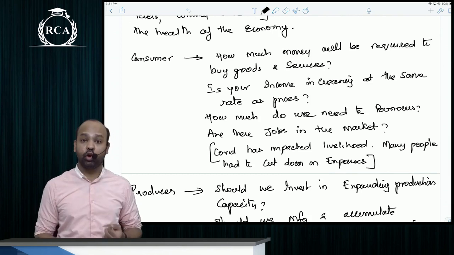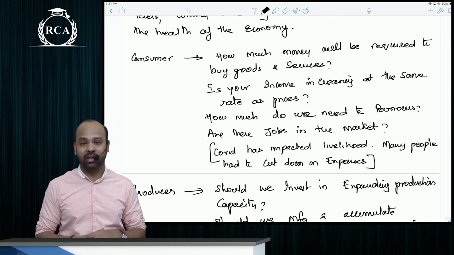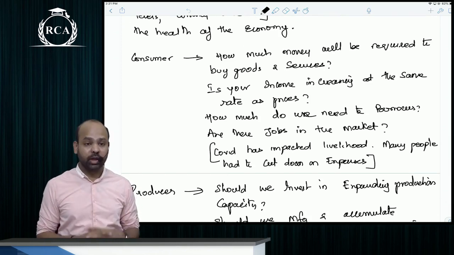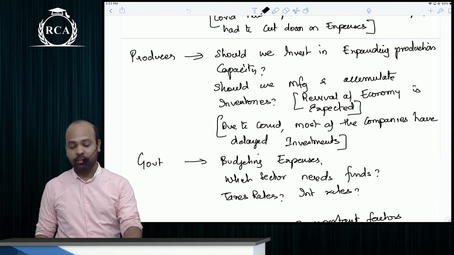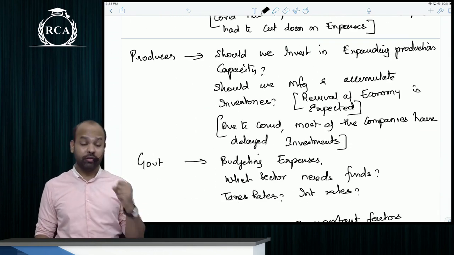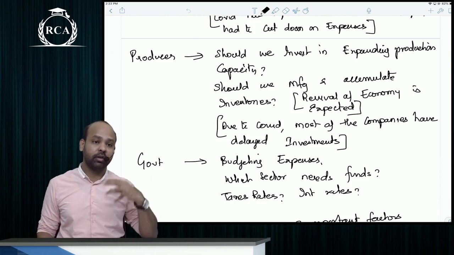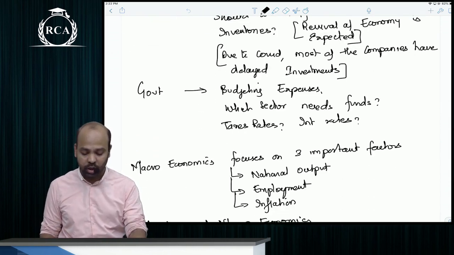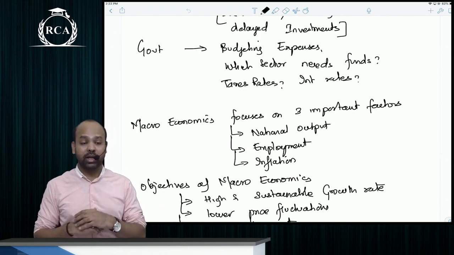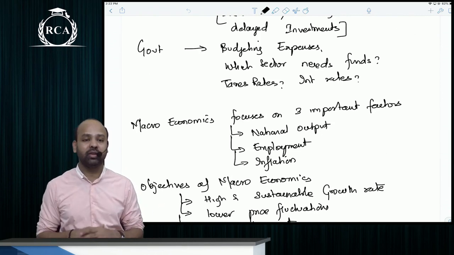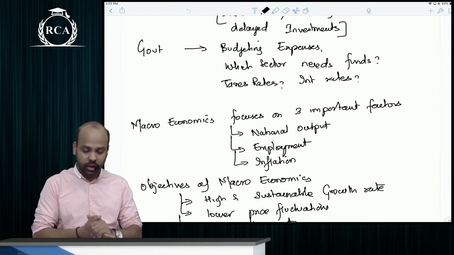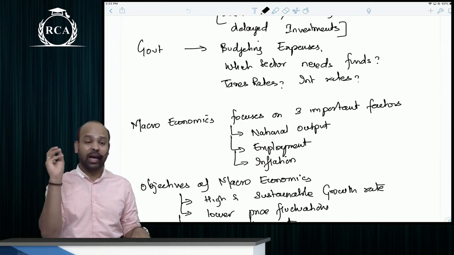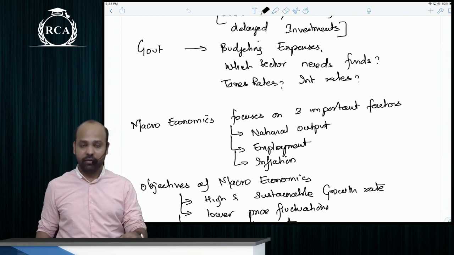As a consumer, you will always want to know whether the prices of commodities are increasing, how much money you will need to maintain your standard of living, do you have to borrow money, will there be enough jobs in the market. As a producer, you will want to know whether you should invest more in creating more capacities to produce more, should you reduce the inventory levels, should you anticipate demand and produce more. As a government, you will need to budget your expenses, make policies, and support a few sectors. So all of that would be useful through the help of macroeconomic data that we have.